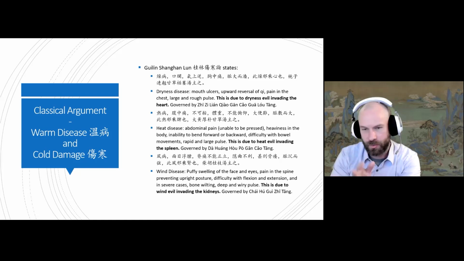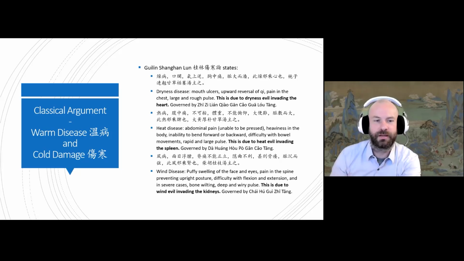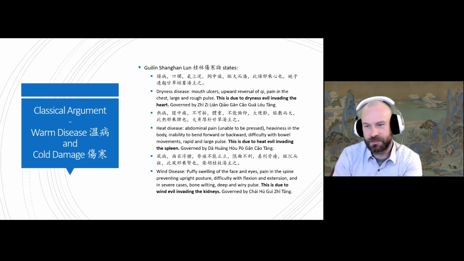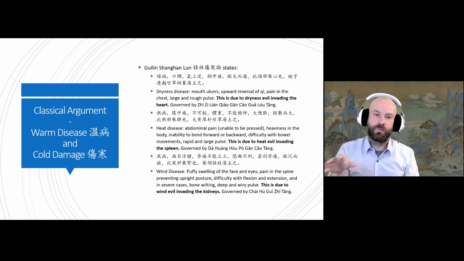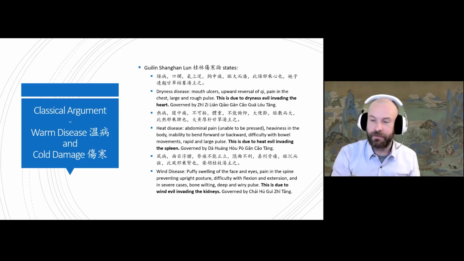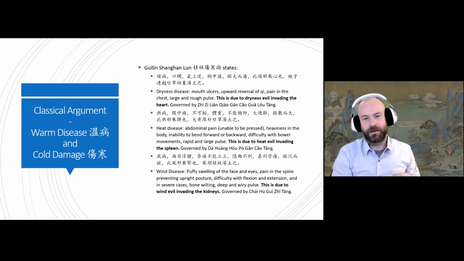But here, don't worry too much about the symptom or the formula. What he does is he talks about a dryness disease, and he says this is due to a dryness evil invading the heart, or a heat evil invading the spleen, or a wind evil invading the kidneys. And so, in my opinion, this is a representation of the model that Nanjing 58 lays out, where it lays out a model, and then you can apply it in the way that the 5 evils have been applied in Nanjing 49 and 50.